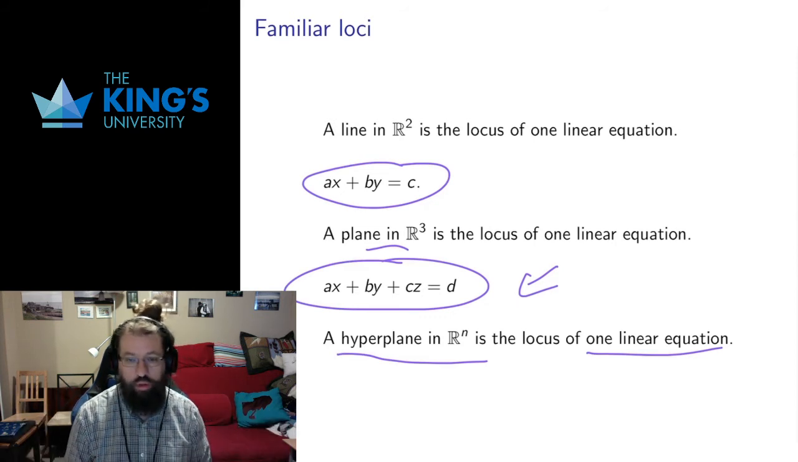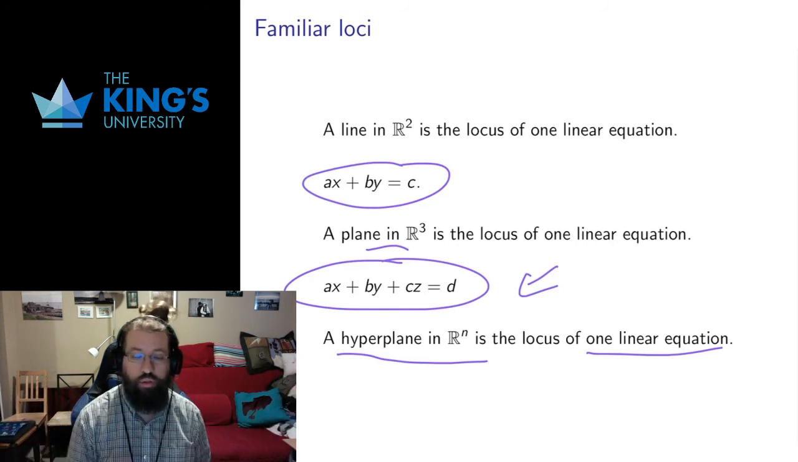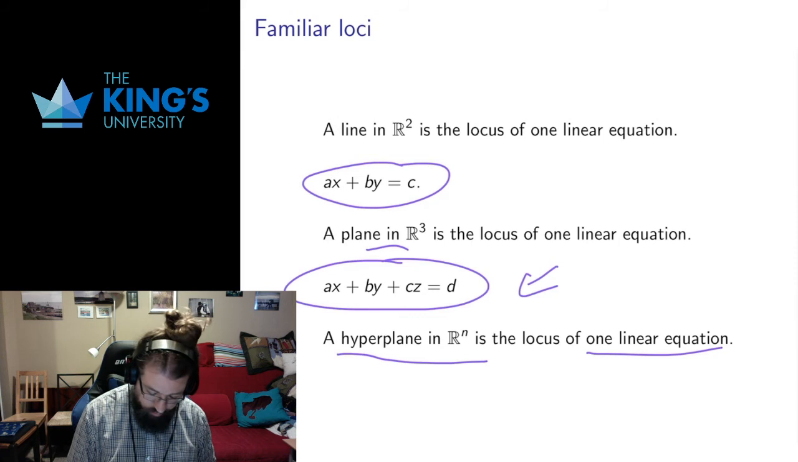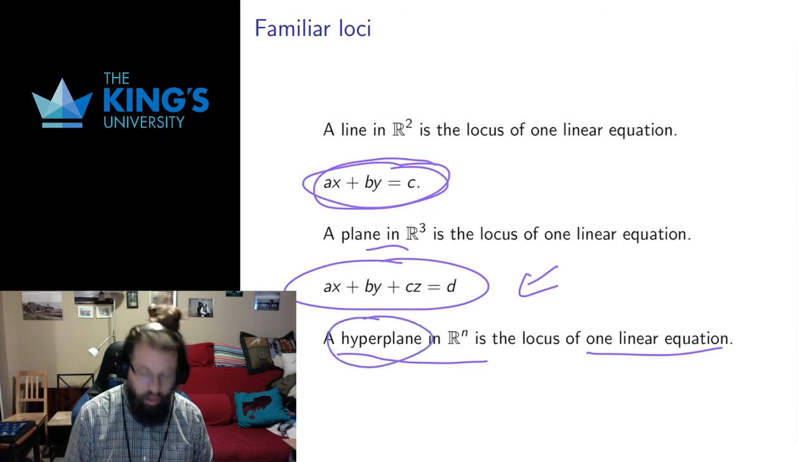A locus works the other way around. We start with the entire space and we add restrictions. The equations are restrictions, since instead of the entire space, I only want the vectors which satisfy this equation. So the first thing we can do is one restriction. The most obvious locus is the locus of one equation, which is why that's given a particular name. That name is hyperplane.